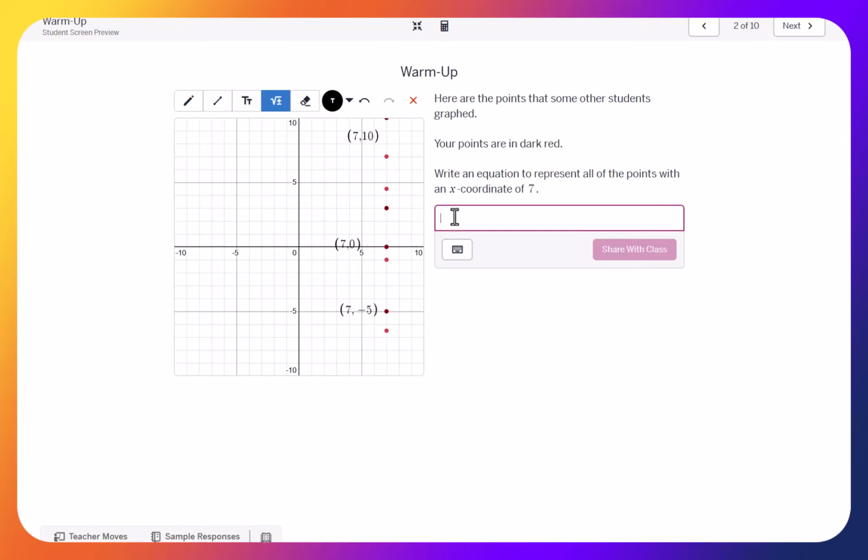And that's how we write this equation for a vertical line. X equals whatever x value they all have in common. Every point on that line has an x value of 7. So vertical lines are going to look like x equals whatever number all of those points on the line have in common. In this case, 7. And you can see it because it crosses the x-axis right here at 7.